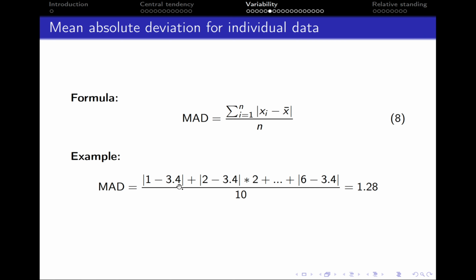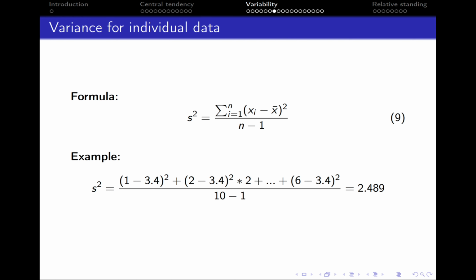So the mean value has been found to be 3.4. We take each value, so we can start with the lowest one. So 1 minus 3.4, we know this will be negative 2.4, but since this is in absolute terms, this will be positive 2.4. And we keep on doing this for all the observations. We sum the absolute differences and divide by the total number of observations, which is 10. And we get that the mean absolute deviation is 1.28. So on average, the individual value differs by 1.28 from the mean value.